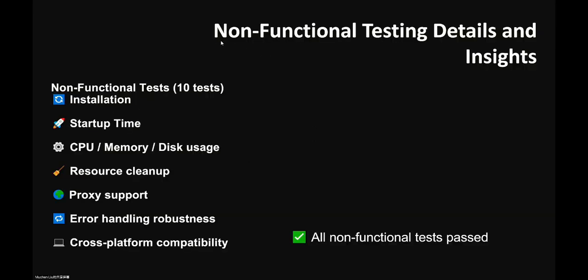Next, we can talk about non-functional tests. We also ran black box tests using the pre-compiled yt-dlp executable release to evaluate how the software behaves under practical conditions. Test features include installation, startup time, CPU, memory and disk usage, resource cleanup, proxy support, error handling robustness, and cross-platform compatibility. The results are that all non-functional tests passed. It behaves well.